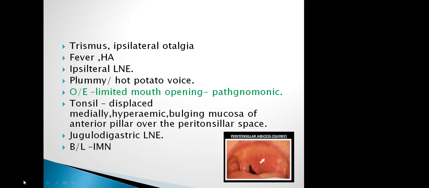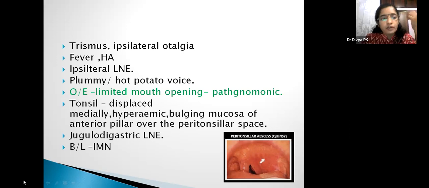The patient may have a fever or headache, and on examination, there will be ipsilateral lymph node enlargement. The patient may have a hot potato voice because of the diffuse enlargement of the peritonsillar abscess, and limited mouth opening is pathognomonic of quinsy. On examination, the tonsil will be medially displaced. There will be hyperemia of the anterior pillar, bulging of the mucosa of the peritonsillar space, and associated ipsilateral jugulodigastric lymph node enlargement.